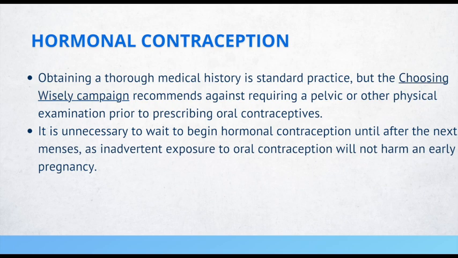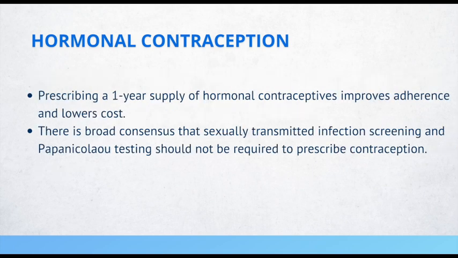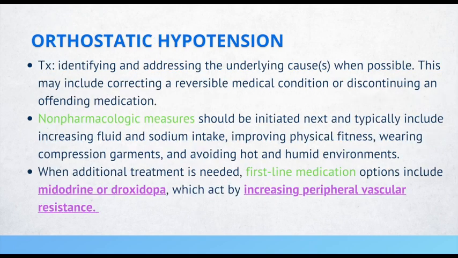It is unnecessary to wait to begin hormonal contraception until after the next menses, as inadvertent exposure to oral contraception will not harm an early pregnancy. Prescribing a 1-year supply of hormonal contraceptives improves adherence and lowers costs. There is a broad consensus that sexually transmitted infection screening and pap smears should not be required to prescribe contraception.